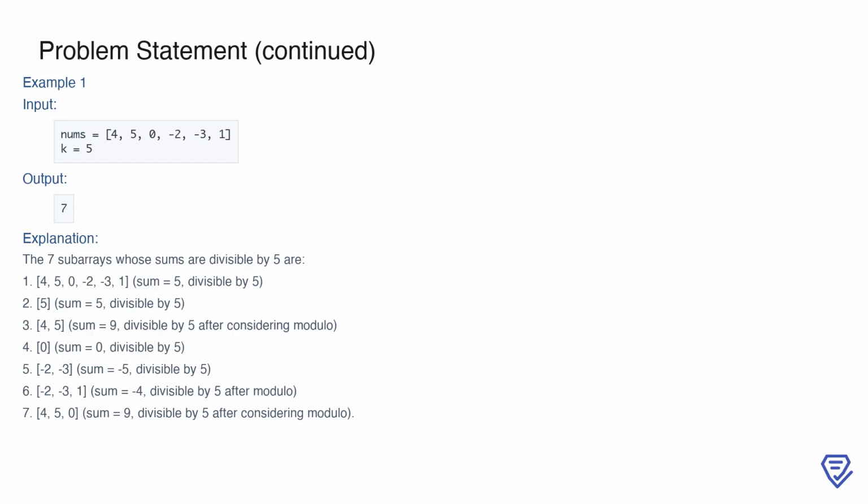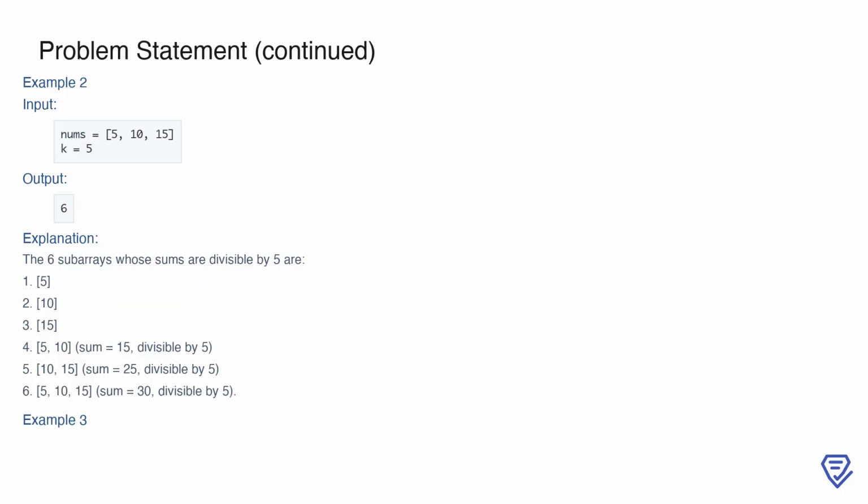Similarly, 0 has a sum of 0, which is divisible by 5. Another example is -2, -3, which sums to -5, divisible by 5. Extending this subarray to include 1, we get -2, -3, 1, whose sum is -4. This is divisible by 5 when the modulo operation is applied. Finally, 4, 5, 0 sums to 9, and again, this is divisible by 5 after considering the modulo. This example highlights how subarrays of various lengths, from single elements to the entire array, can contribute to the count.